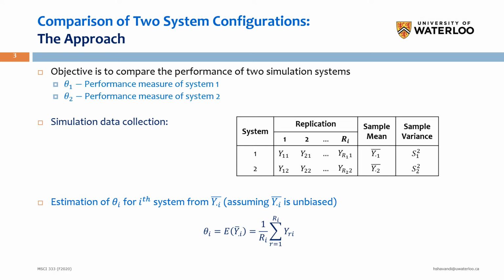Here we assume that we have two simulation systems, and theta 1 is the performance measure for system 1, and theta 2 is the performance measure for system 2. Here we do have the data about the replications. So we have two systems, here are the replications, and here we have the data set. We can calculate the sample mean and sample variance for each system independently by the equations that we have here.